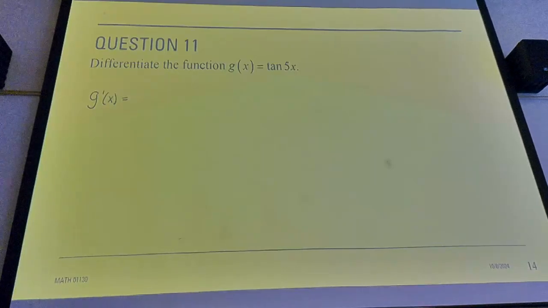What kind of function? Trigonometric. Which one? Tangent. What is its derivative? Secant squared. What are we taking the tangent of? It's 5x. What is its derivative? 5. Five secant squared of 5x is the derivative.